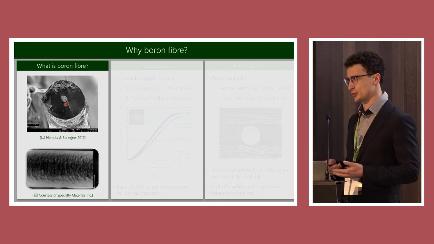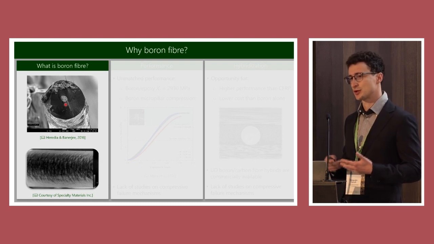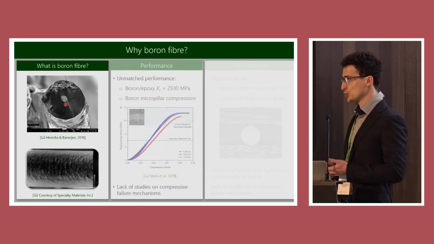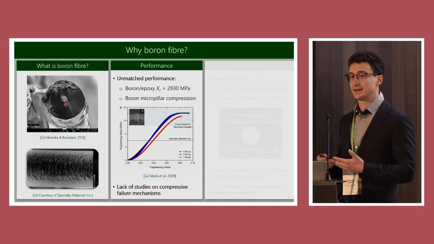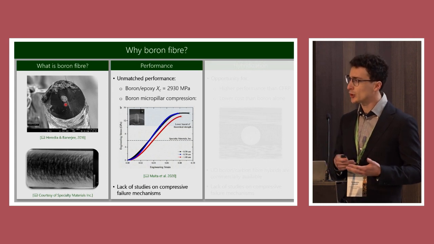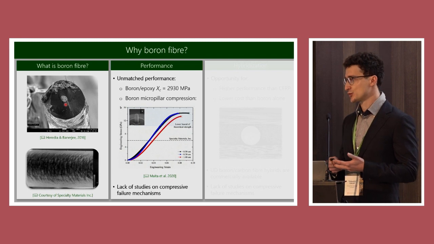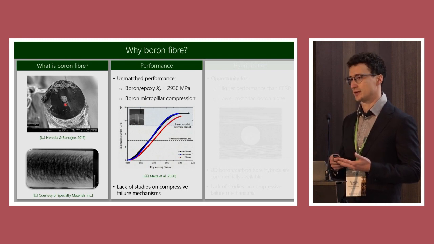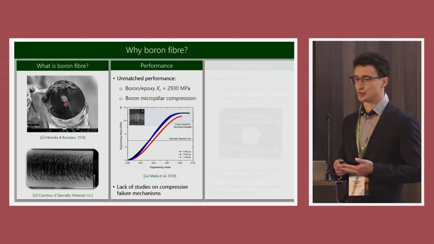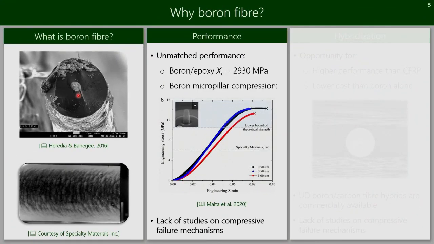Since this fiber is produced through chemical vapor deposition, it takes a long time to produce it, and this makes it expensive. So why are we still interested in using it? Well, first of all, because boron composites have unmatched compressive performances. Their compressive strength under longitudinal compression is quoted at 2900 megapascal, which is way higher than what you can get from any carbon fiber composite.